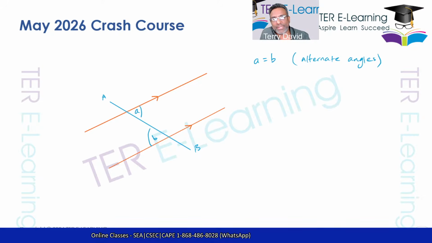Let's say we had something else like this. Let's say we had A, B, C. So let's say this is C, and let's say this is D here. We have another rule that says angle A is equal to angle C, and that is what we call vertically opposite angles.